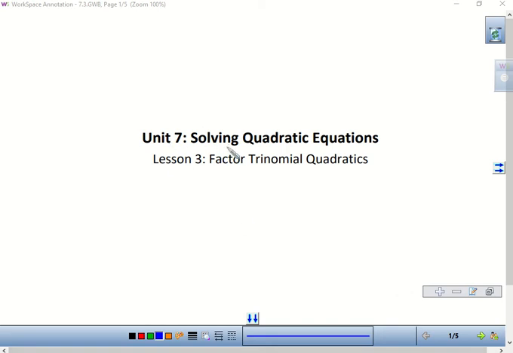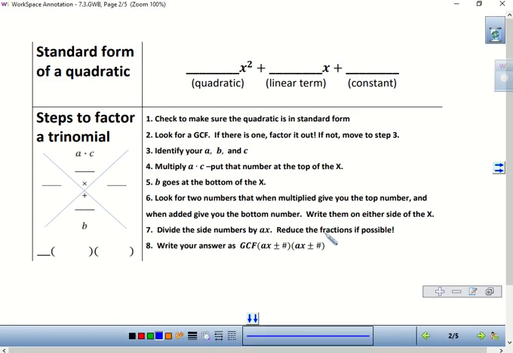So today we're going to be doing Unit 7, solving quadratic equations, factoring trinomial quadratics. To refresh your memory, let's talk about what standard form of a quadratic looks like. If you remember, standard form is ax squared plus bx plus c, okay? That's what the standard form looks like. So using what we call the X method, we're going to talk about steps to factor the trinomial.